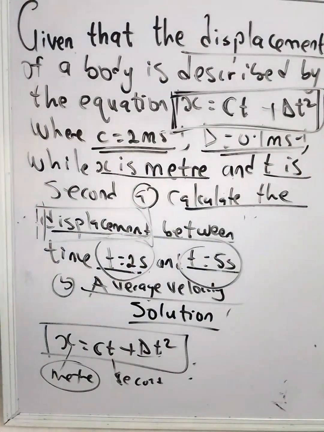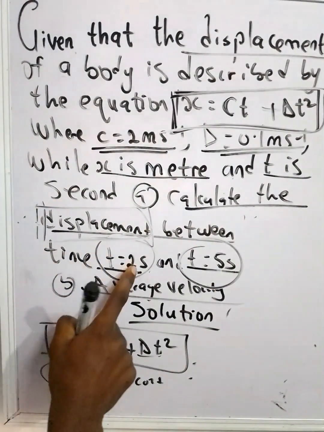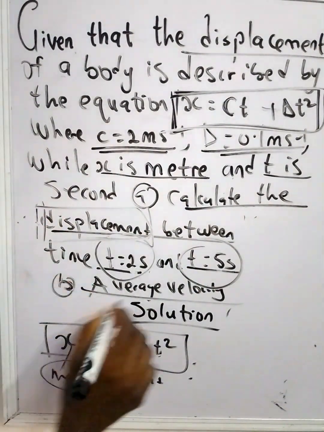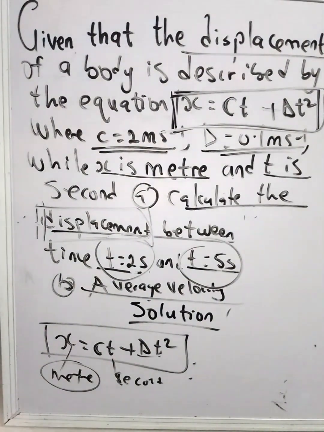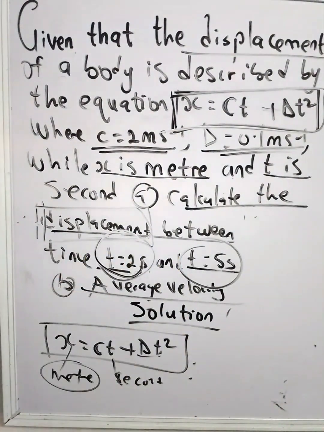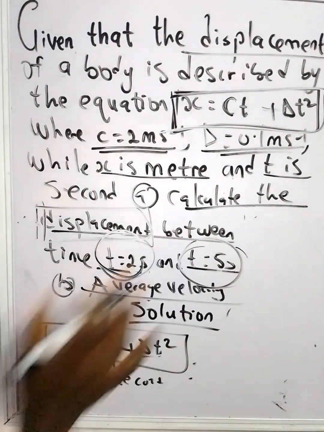Distance. Now you have to look for what? Calculate the displacement between time t is 2 seconds and time t is 5 seconds, and you are also asked to calculate your average velocity. I told you that the first thing you have to do is calculate when your time t is 2 seconds first, then calculate when your time t is 5 seconds. After calculating it, now subtract it.